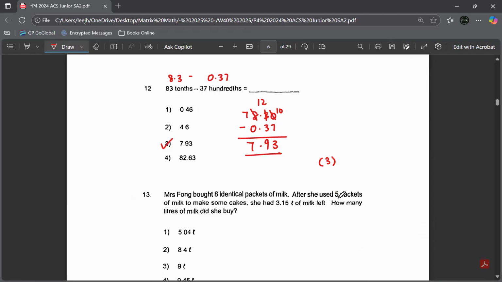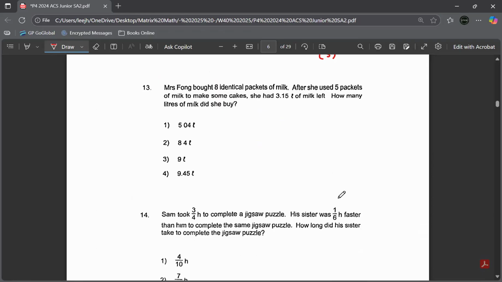Okay. Question 13. Mrs. Fong bought 8 identical packets of milk. After she used 5 packets of milk to make some cakes, she had 3.15 liters of milk left. How many liters of milk did she buy? So what I'm going to do is, I need to know, she got 8, she used 5. That means she doesn't have 8 anymore. So you take away 5. Left 3 packets. But these 3 packets are actually 3.15 liters.